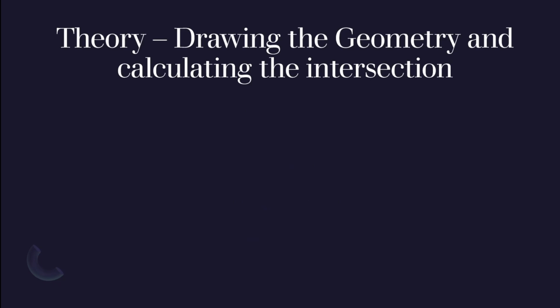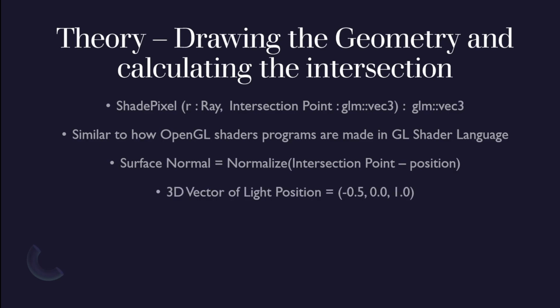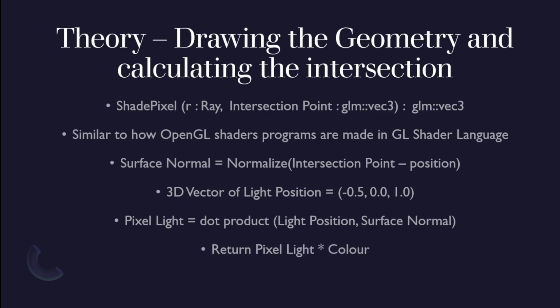All of the shading takes place in the shade pixel method inside of the sphere class. This method is similar to OpenGL shader programs in GLSL. First, the surface normal is needed between the intersection point and the center of the sphere. The position of the light is then set. The normalized light will then need to be obtained by doing a dot product between the light position and surface normal vectors. The function will then return the pixel light variable multiplied by the chosen light color in order to shade the geometry the correct color.